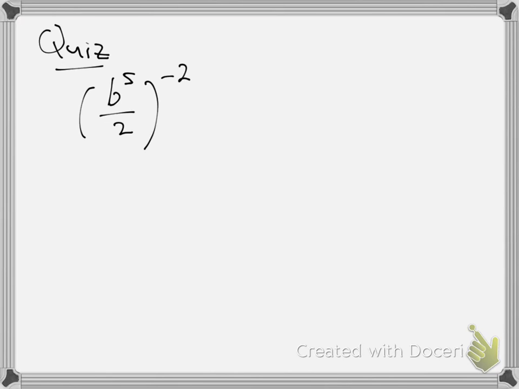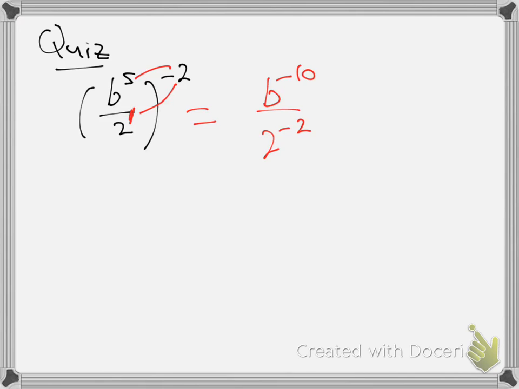There's the 5, and then there's also a 1 power on that 2, huh? The invisible 1 power that's always on anything that doesn't have another power. So that minus 2 goes boom, boom, hits both those. You get b to the minus 10 over 2 to the minus 2.